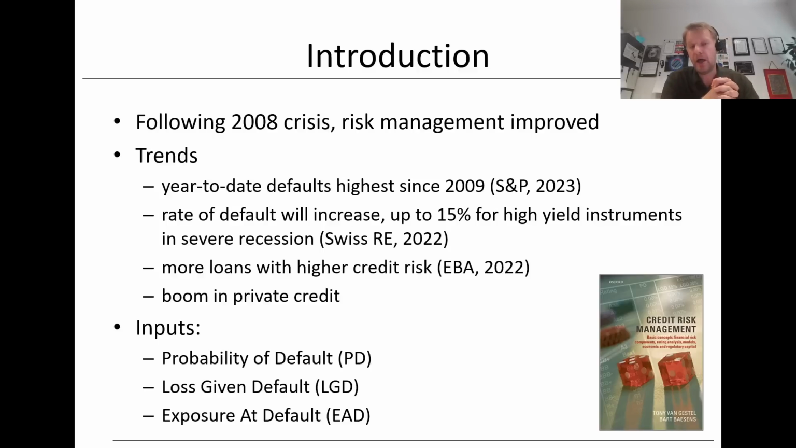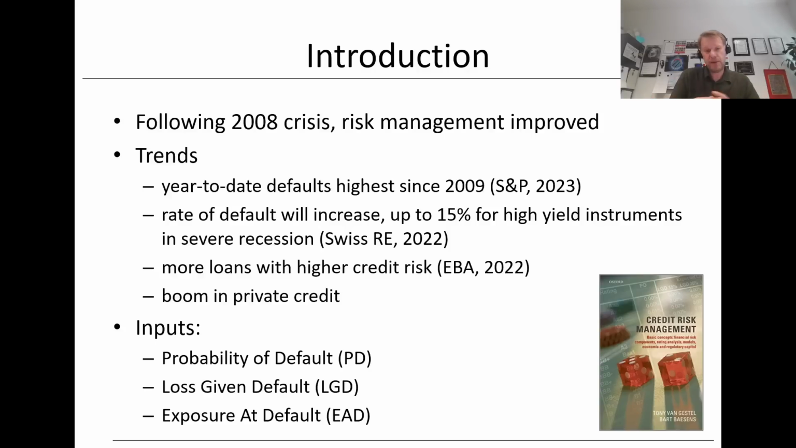Unfortunately, if you look at modern day trends, you will see that the year-to-date defaults, according to Standard & Poor's, a report they published recently in this year, 2023, the year-to-date defaults is the highest since 2009. A similar observation is made by the Swiss reinsurance company, abbreviated as Swiss Re, which is a reinsurance company based in Zurich, Switzerland, and is one of the biggest in the world. And they note that the rate of default will increase even up to 15% for high yield instruments in case of a severe recession.